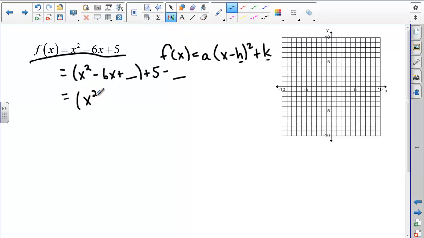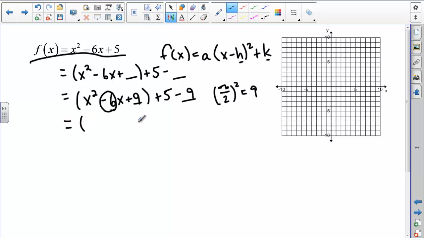The way that we figure that out is we take this middle number, this -6, and we divide it by 2, which in this case would be -3, and then we square it. -3 squared is +9. So we take the -6, divide by 2, and square it, and that gives us 9. And so 9 goes in the blank, 9 also goes in that blank. So here we're adding 9, here we're subtracting 9, and now we're just going to factor what's in these parentheses.